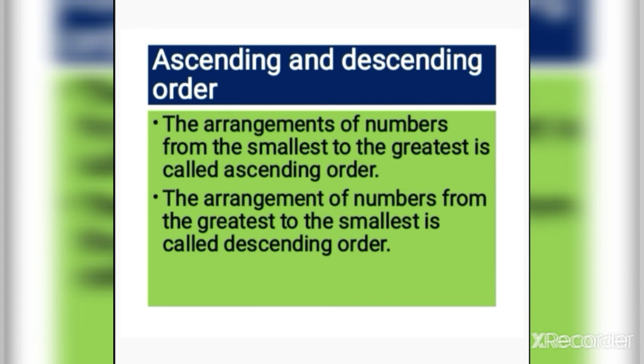The arrangement of numbers from the greatest to smallest is called descending order. I repeat, descending order means the arrangement of numbers from greatest to the smallest.